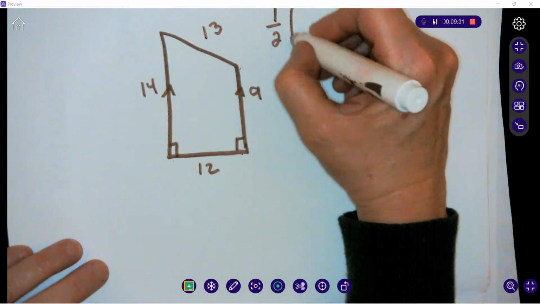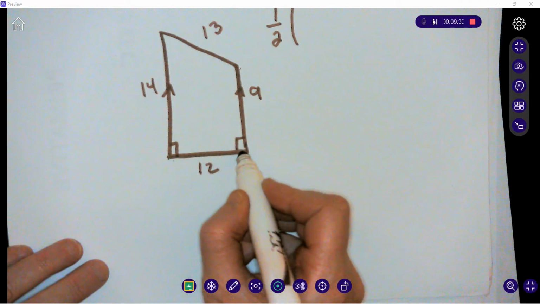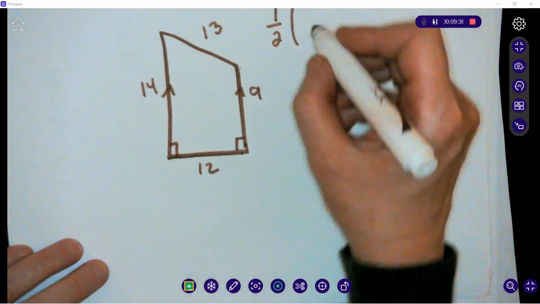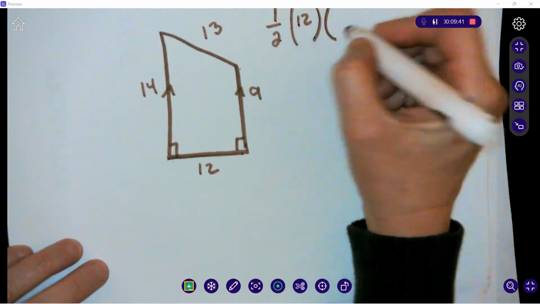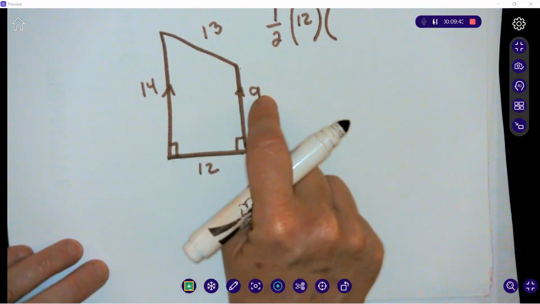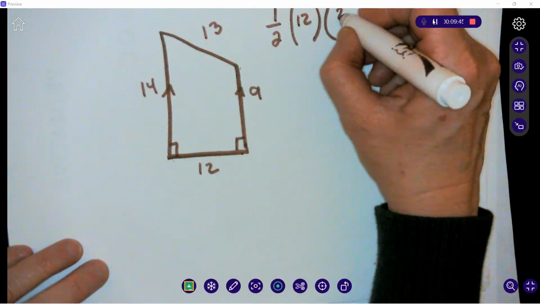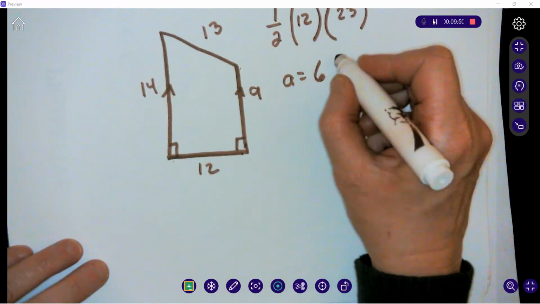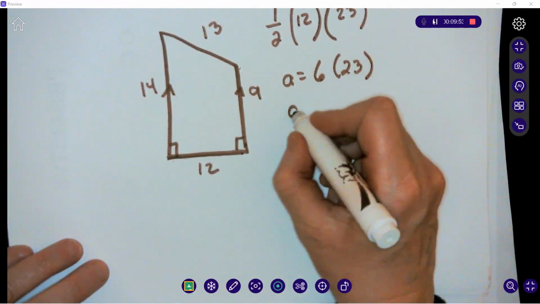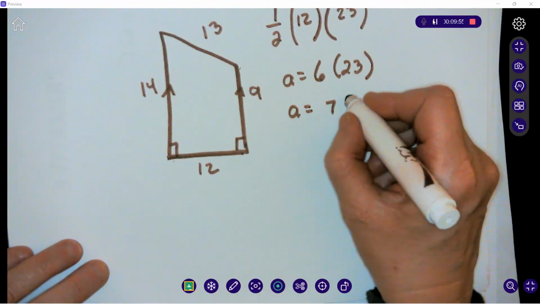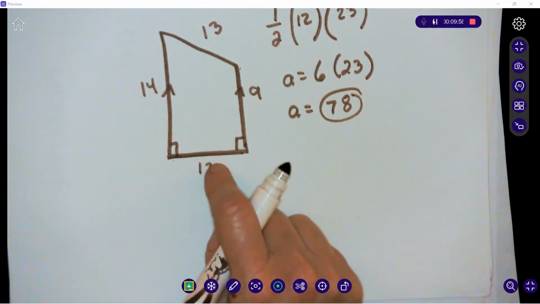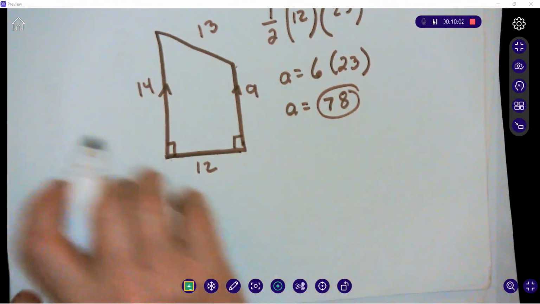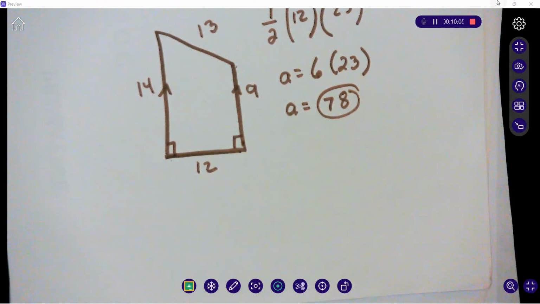So the area would be 1/2 times the height. This 12, this segment right here, is perpendicular to the bases, so it would be the height. So it's 1/2 times 12 times the sum of the two bases. 9 plus 14 is 23. So the area would be 6 times 23, which is 78. So just make sure that when you're looking at the trapezoid that your bases are always the sides that are parallel to each other. That's it for lesson 11.3.